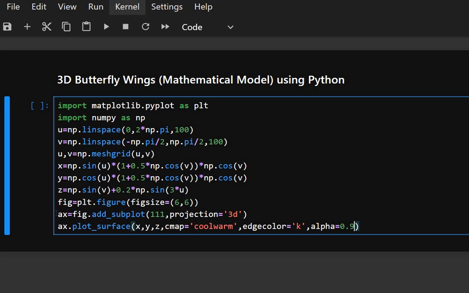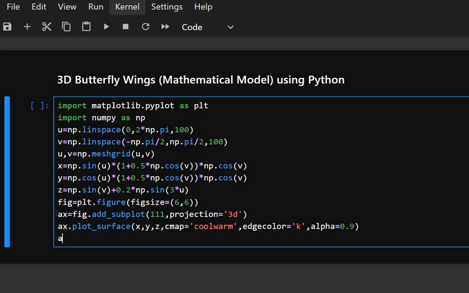So here plot_surface draws a 3D shape where cmap equals coolwarm uses a smooth gradient of blue to red, and edgecolor equals k adds a black grid line for better surface structure visibility, and alpha equals 0.9, which is a slight transparency for softness. We'll customize the plot and axis.